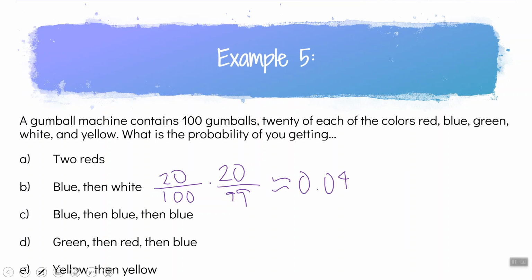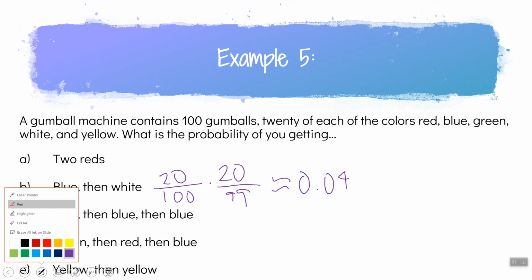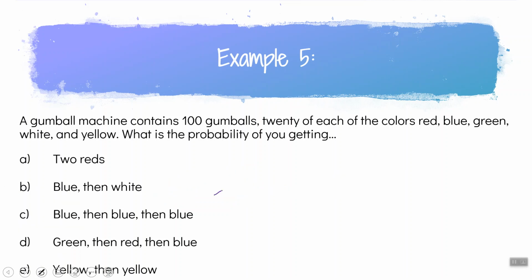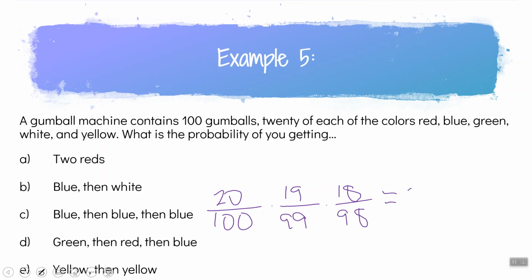Odds of a blue and then a blue and then another blue. Well, if you're thinking about this, the odds of a blue are 20 out of 100. But you've taken a blue gumball, so now you only have 19 blue gumballs out of 99 in the machine. And now you only have 18 blue gumballs out of the 98 in the machine. So it comes out to about 0.007.